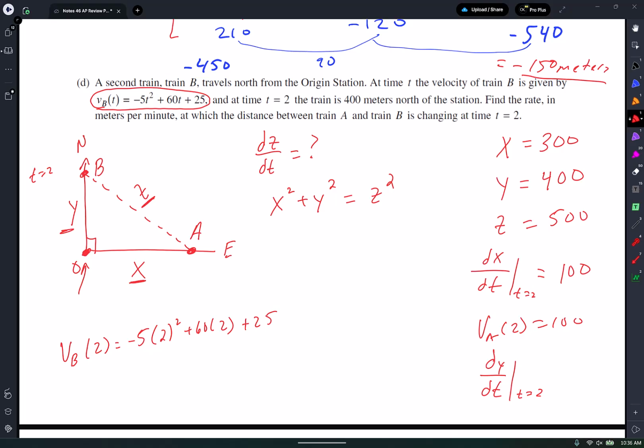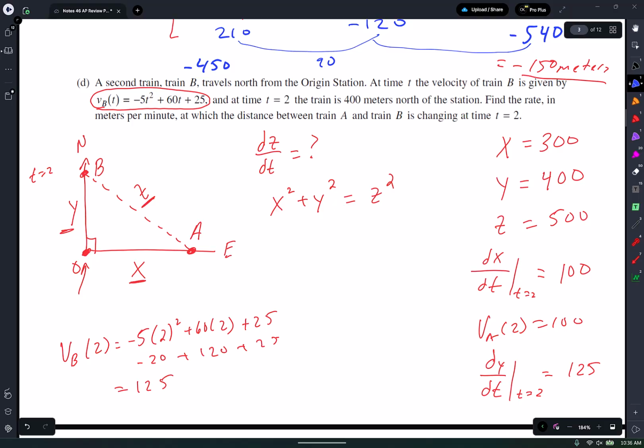Here we go. No calculator. 2 squared, 4 times negative 5, negative 20. 60 times 2, plus 25. So let's see. Negative 20 plus 120 is 100, plus 25. And that happens to be your dy dt at t equals 2. Ooh, this one was brutal.